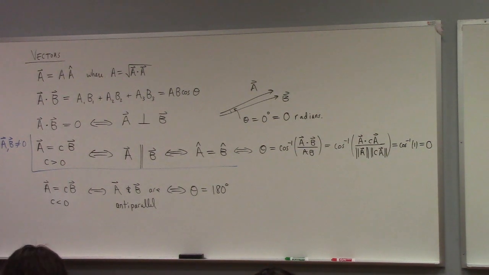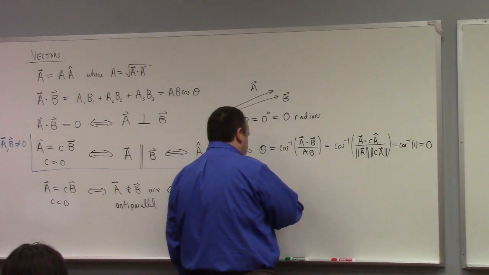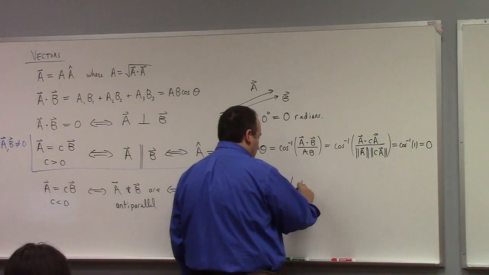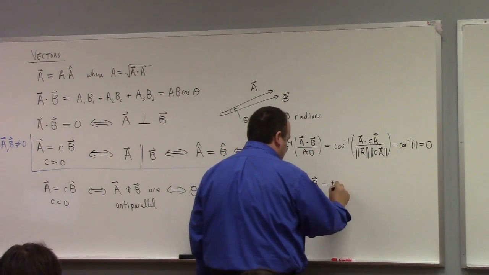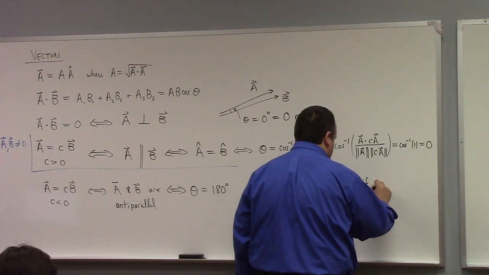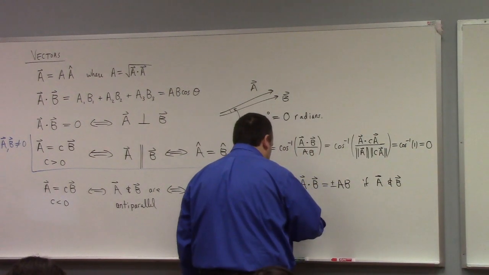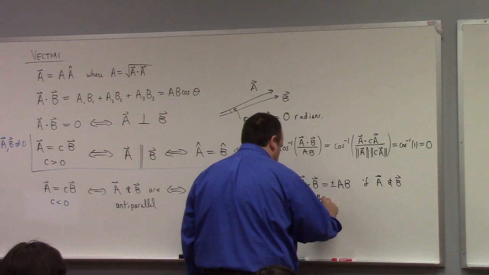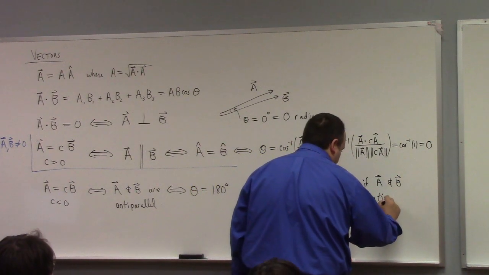If you want to capture both of these ideas at once, so if you put these two things together, theorem, if you like, A dot B is equal to plus or minus the magnitude of A times the magnitude of B if A and B are either parallel or anti-parallel.